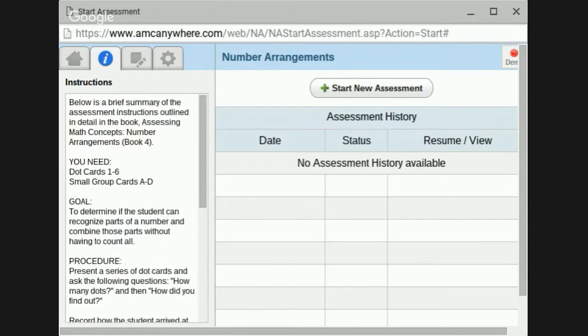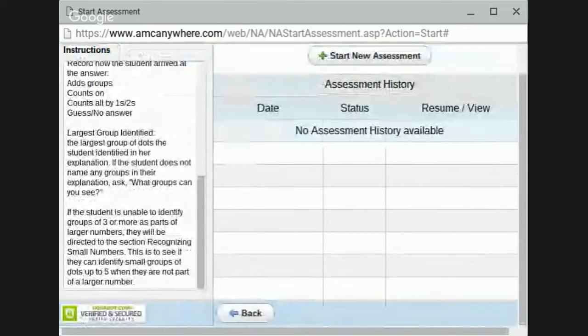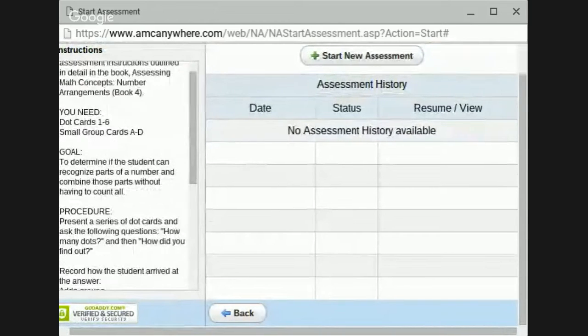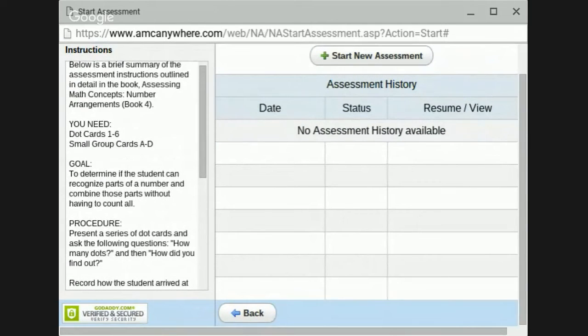Remember that the I tab is going to tell us the directions for the assessment and help us understand what each of those strategies means. So anytime you're in question during this assessment, you're going to look over to this I tab for more instructions. It says that we need dot cards numbered 1 to 6 and small group cards A through D. You're going to find these cards on the home page of AMC under the Resources tab. When you click on Resources, you'll go down to Number Arrangements, and then the second link under Number Arrangements says Dot Cards for the assessment. So you'll need to print those cards out before you do this assessment with students.